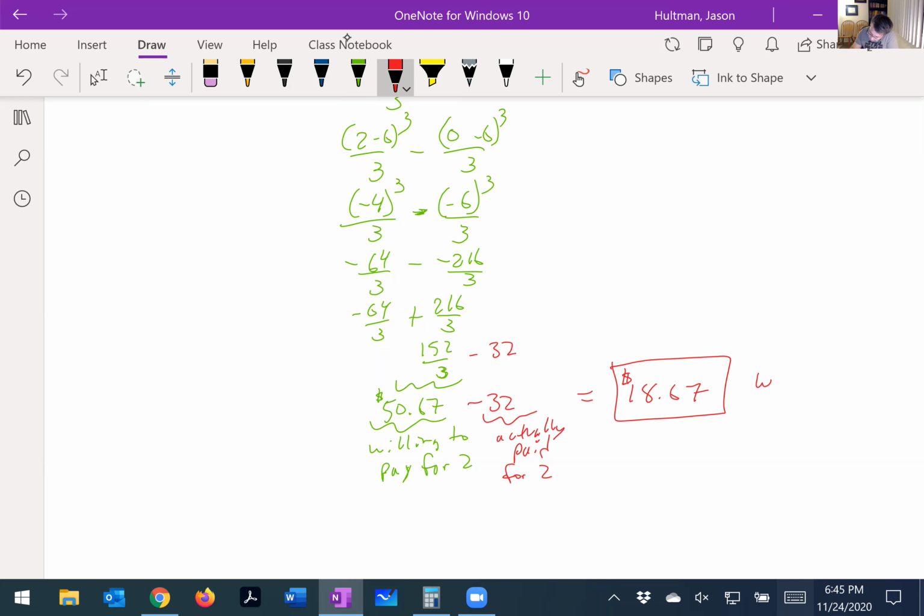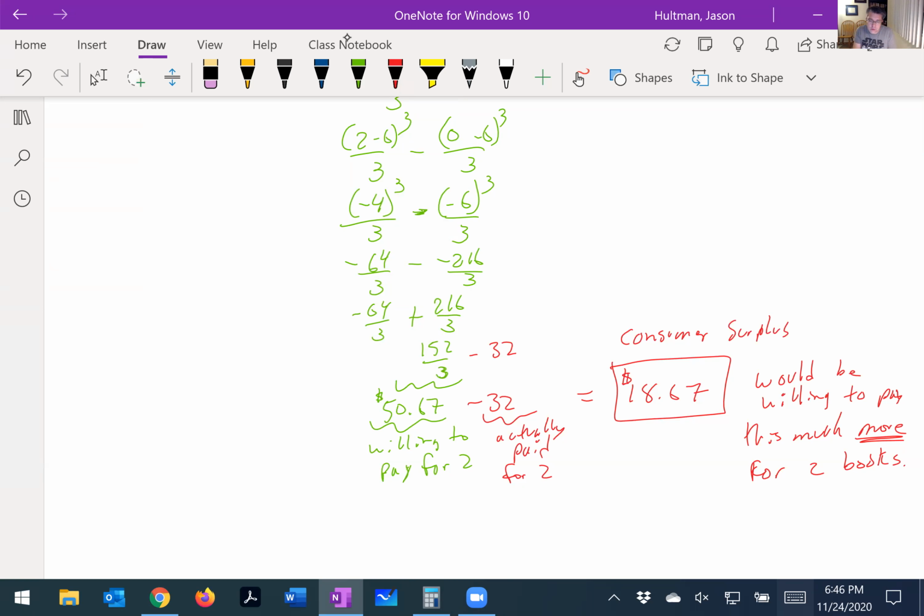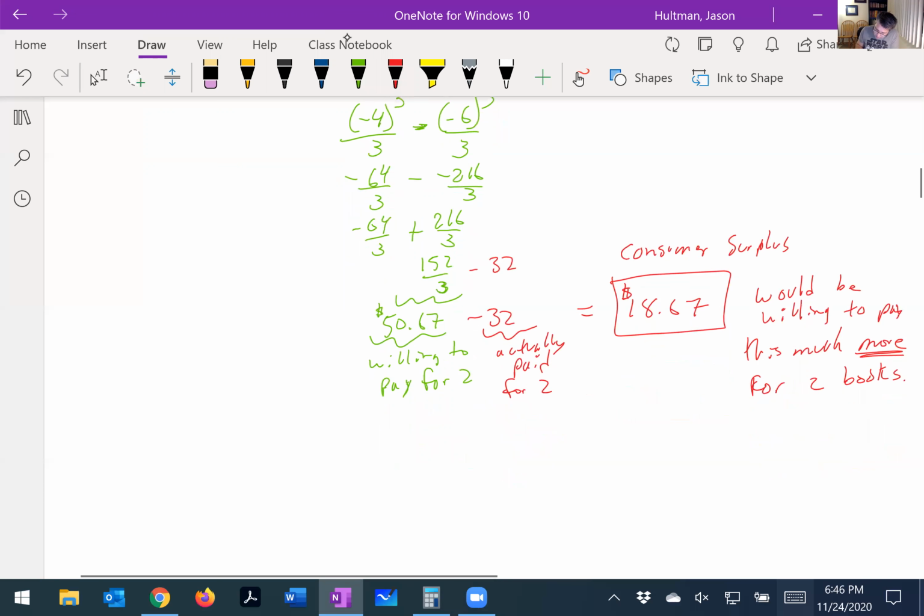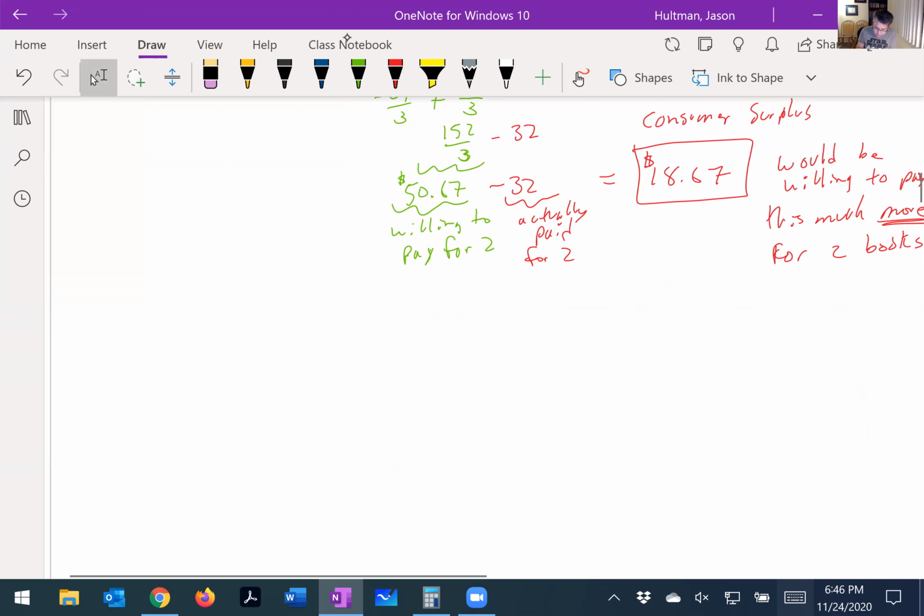This is how much I would be willing to pay this much more for 2 books. I would have been willing to pay that much more for 2 books. And that's my consumer surplus. Okay, well, let's look at the producer surplus here.